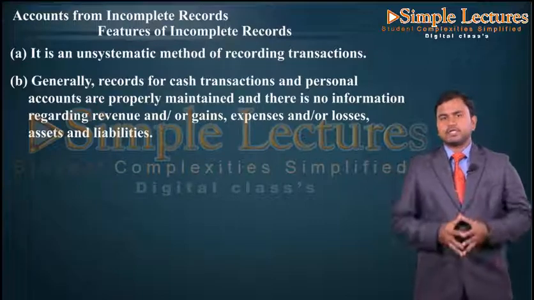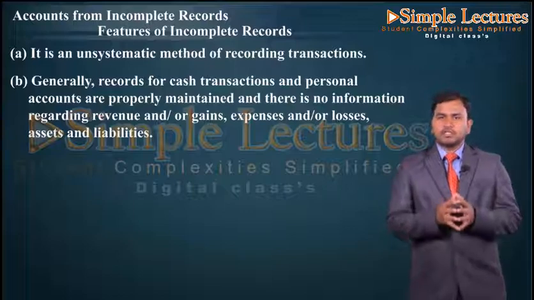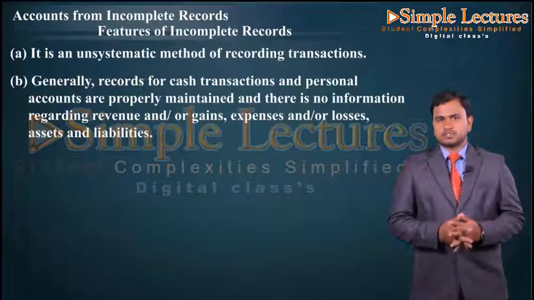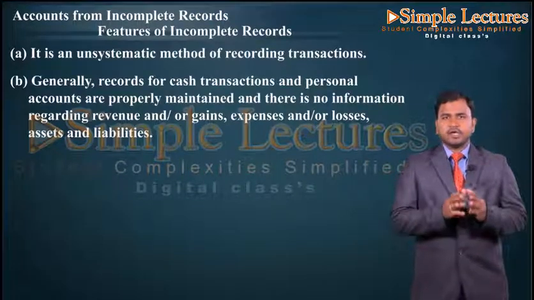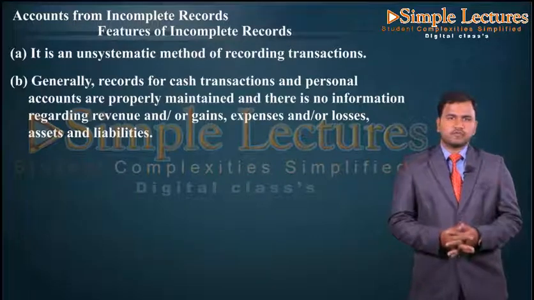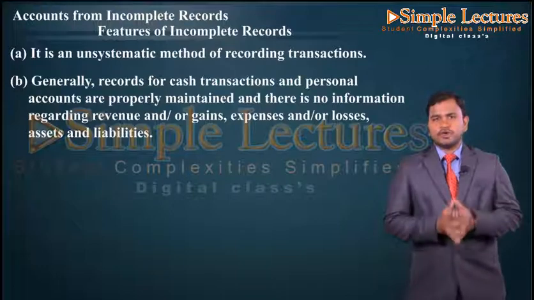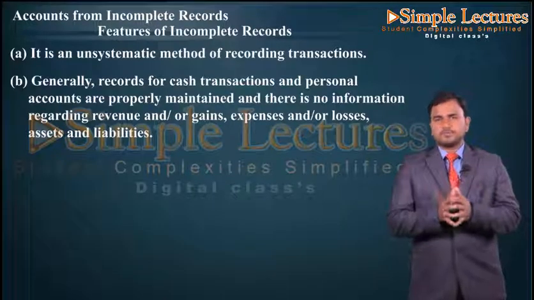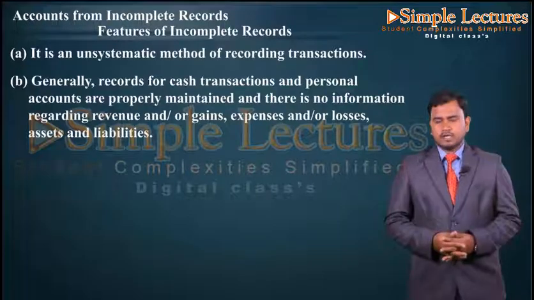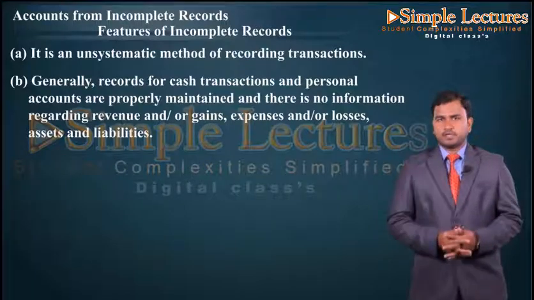When we take the example of small shopkeepers or vendors, they will maintain proper accounts for personal accounts, so that they know what they are investing, who the debtors are, and the amount they are supposed to receive from a particular person. But they cannot find out the revenue, the gain, the expenditure or the losses, and what their assets and liabilities are, because of unsystematic bookkeeping.